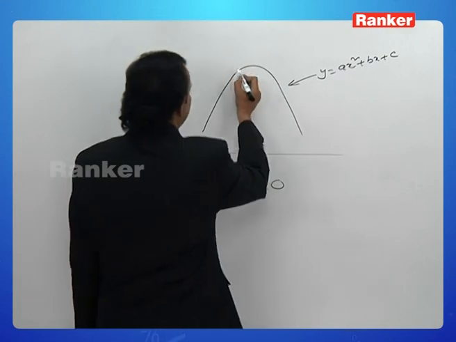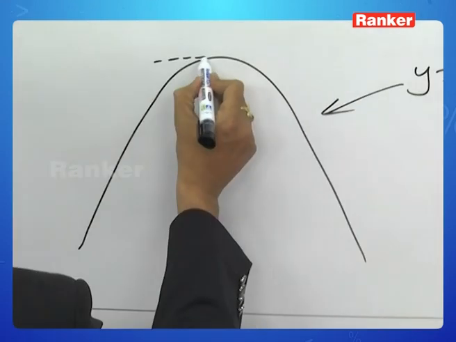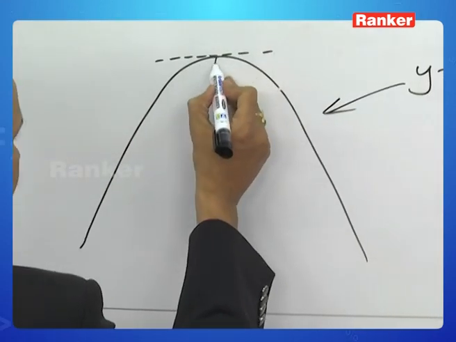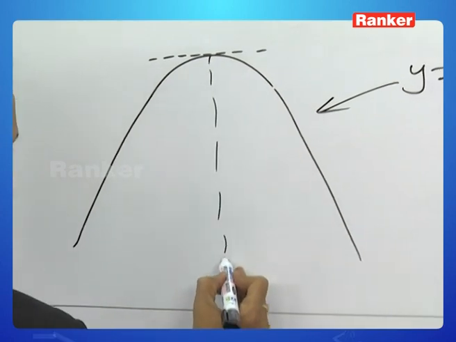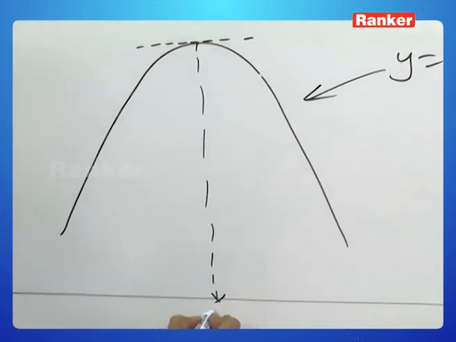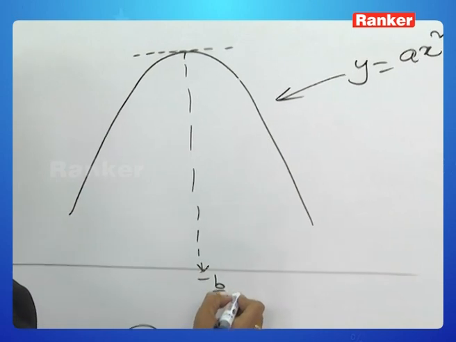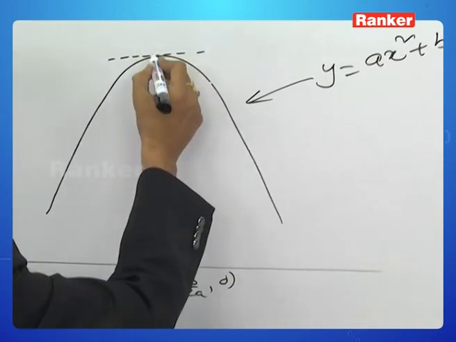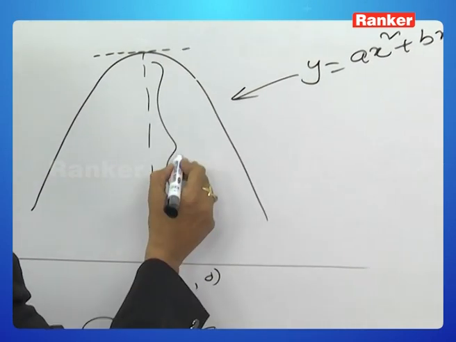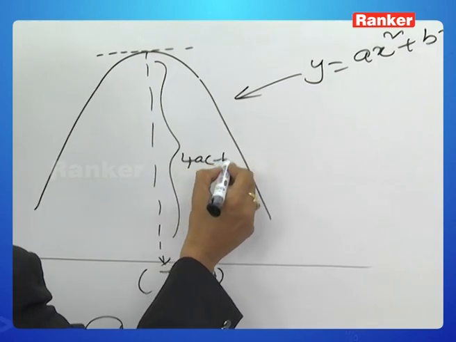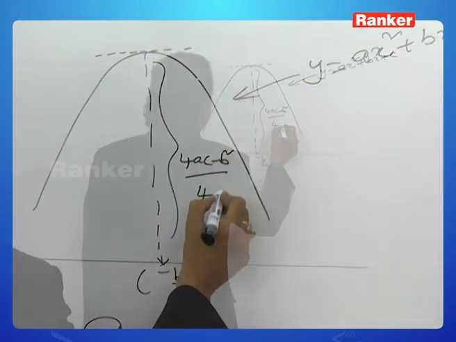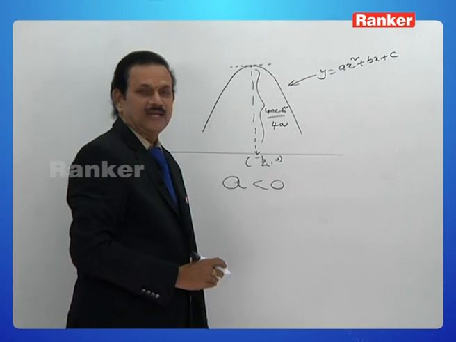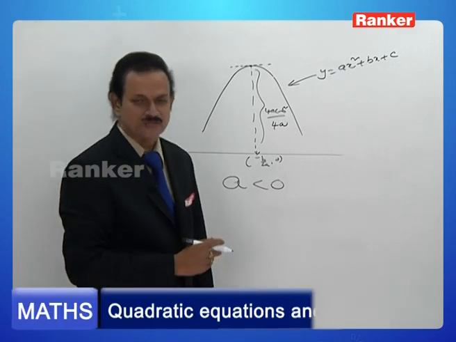What is that maximum value and where does it occur? What is the point corresponding to that on the x-axis? It is again minus b by 2a comma 0. And this maximum height or the maximum value is again 4ac minus b square by 4a.